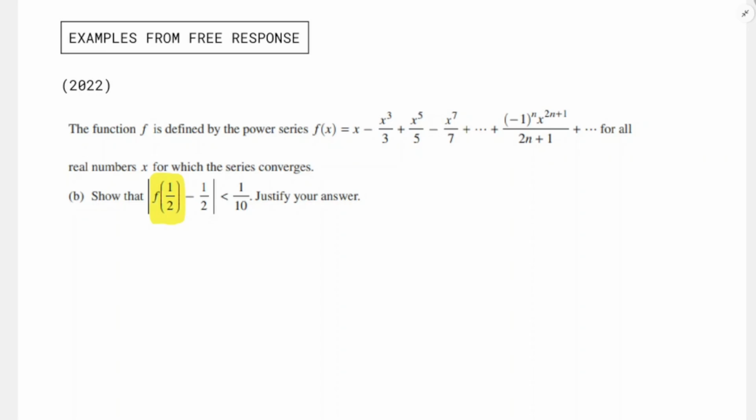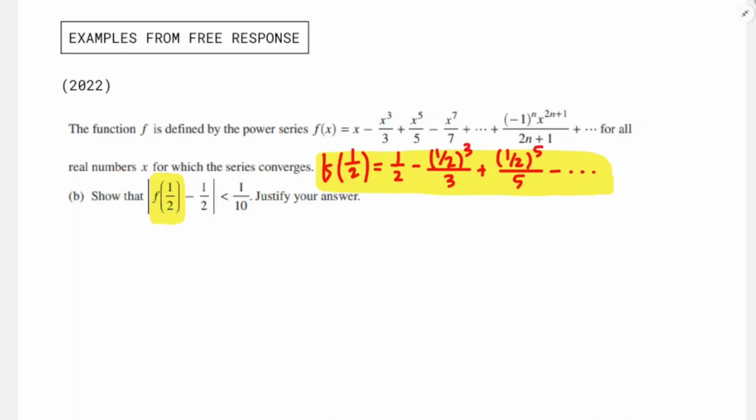Okay, so I think the first thing we need to do is just investigate f of 1/2. So we're going to plug in 1/2 for x, and we're going to get this series out here, which is an alternating series. But then this 1/2 right there. Now, if you see two things subtracted from each other inside absolute values, especially in the context of series, it's going to be an error question. So I think a lot of people saw that this was supposed to be an error question, but weren't totally sure about where to go from there.